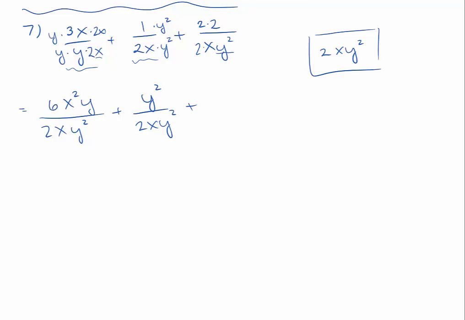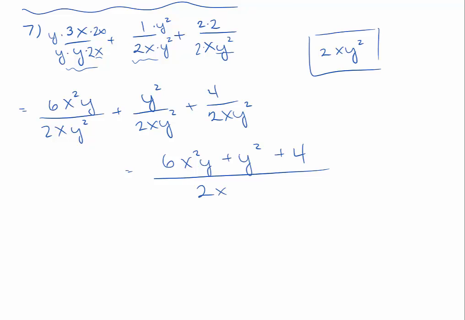Plus, and then the top over here, that's easy. That's 4 over 2xy squared. And then now that we have the common denominator of 2xy squared, I can just combine everything and I have 6x squared y plus y squared plus 4 all over 2xy squared. And that's the answer.